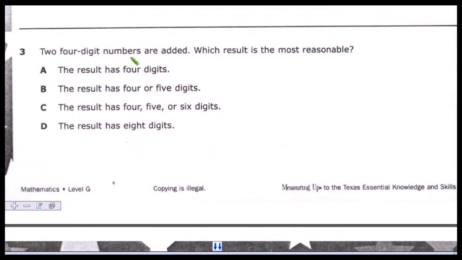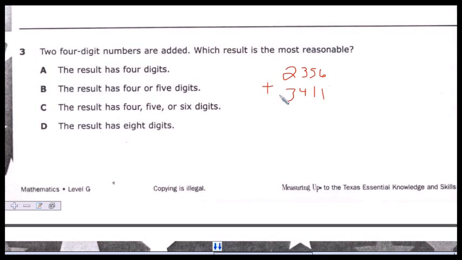Okay, two 4-digit numbers are added. Which result is the most reasonable? Okay, and let's make up some numbers right now just to see what happens. Two 4-digit numbers. So one 4-digit number would be like 2, 3, 5, and 6. That's 4 digits. And then another 4-digit number would be like, let's just make it simple numbers, 1 and 1.